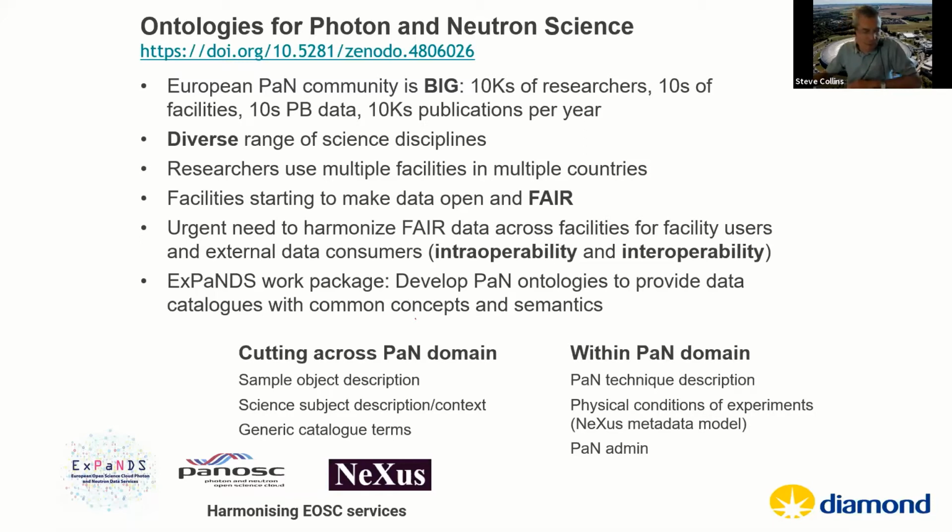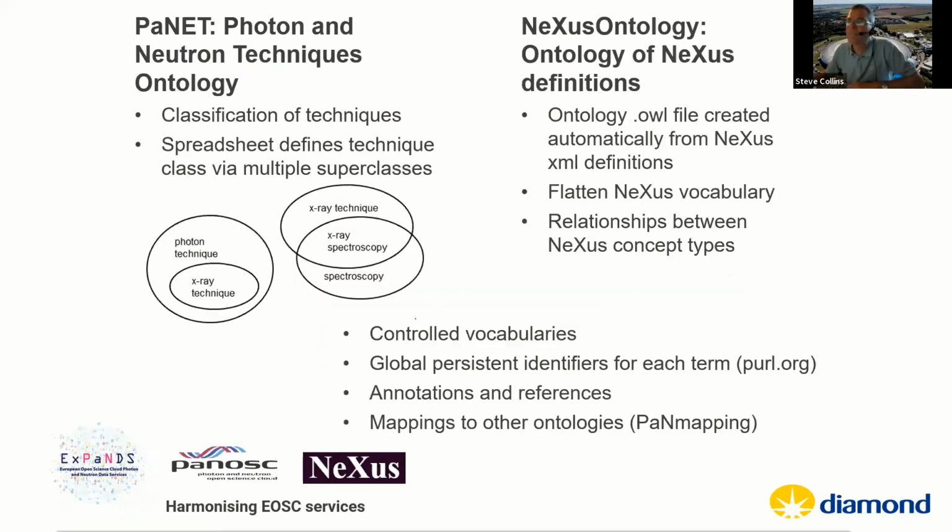So there are 2 classes of concepts that are really relevant. One is the concepts which really cut across our domain, such as sample object description, science subject description and context, and generic catalog terms. But we're also interested in concepts that are really within our domain, where we consider ourselves to be the owners and domain experts. And these include photon and neutron technique description and the physical conditions of experiments, which is really covered by our own NeXus metadata model. So if I could have the second and final slide, please.